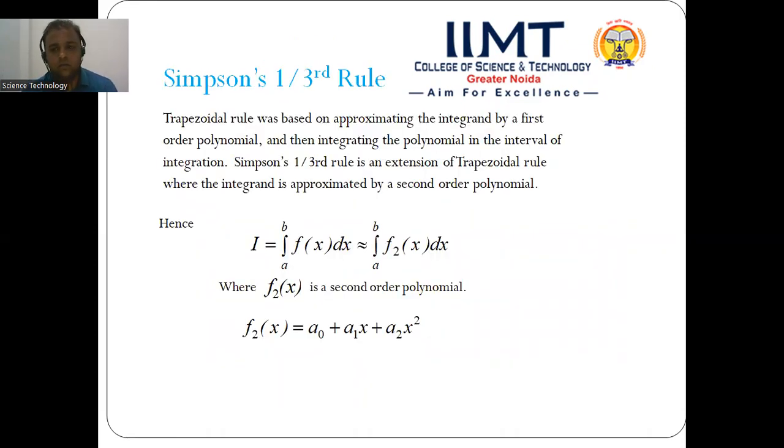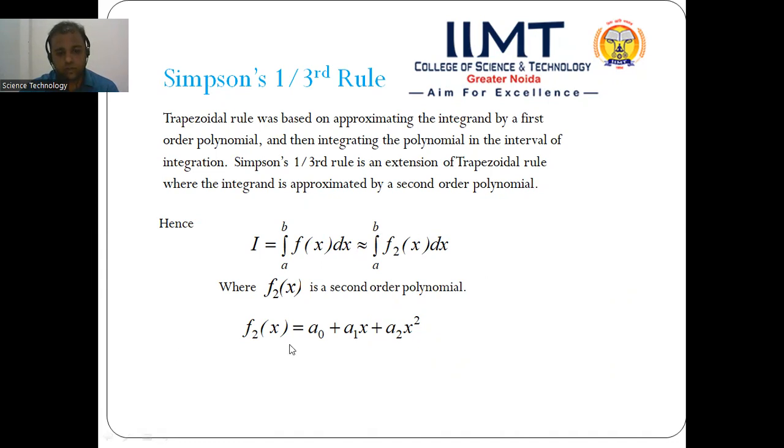So let's find out how we can derive the Simpson method. The trapezoidal rule was based on approximating the integrand by a first order polynomial, that is a linear function, and then integrating the polynomial over the interval of integration. Simpson's 1/3 rule is an extension of the trapezoidal rule, where the integrand is approximated by a second order polynomial. Hence, I is equal to the integral of f(x) dx, approximated by f2(x), which is a quadratic, second order polynomial.